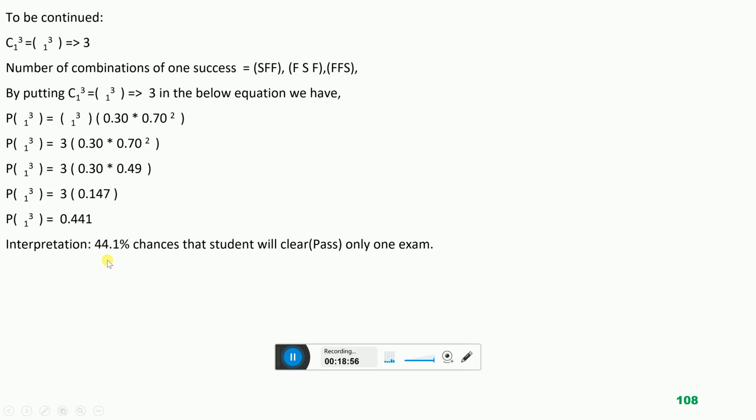Interpretation: there is a 44.1% chance that the student will pass only 1 exam, meaning a 44.1% chance that the student passes only 1 exam. So this is the probability of 1 success.